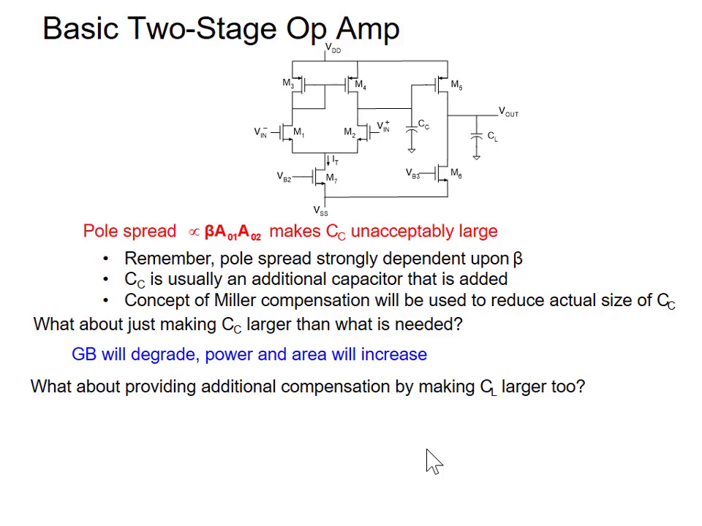Okay, so it might degrade GB a little bit, and the power. Good observation. Anything else? Phase margin. It'll make it better or worse. Not sure. You lose whatever phase you use for the capacitor. So it'll make the phase worse. What are you saying?